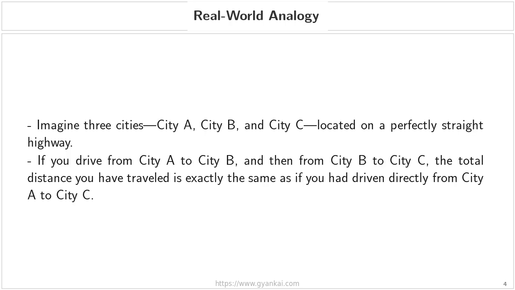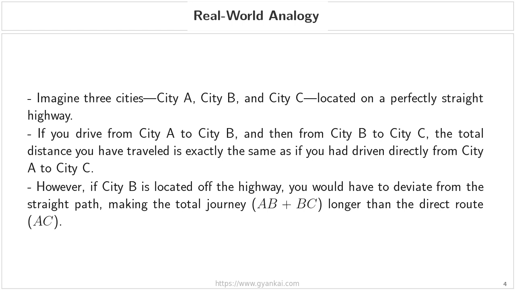If you decide to drive from City A to City B, and then continue from City B to City C, your total distance traveled will be exactly the same as if you had simply driven directly from City A to City C without any stops. This perfectly illustrates the condition where the sum of the 2 smaller segments equals the total length.